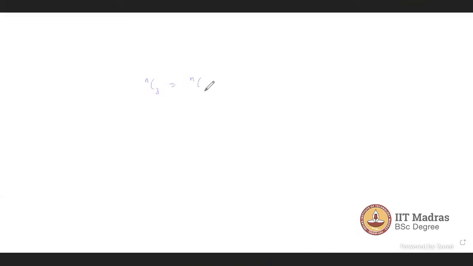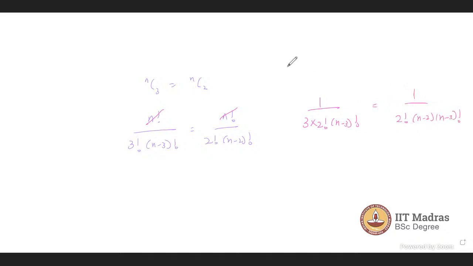nC3 equals nC2. So just apply the formula. The numerator gets cancelled out. So you get 1 times 3 times 2 factorial times (n minus 3) factorial, and there is 2 factorial times (n minus 2) times (n minus 3) factorial. You can cancel this out. We are left with 1 by 3 equals 1 by (n minus 2). Okay, got it.